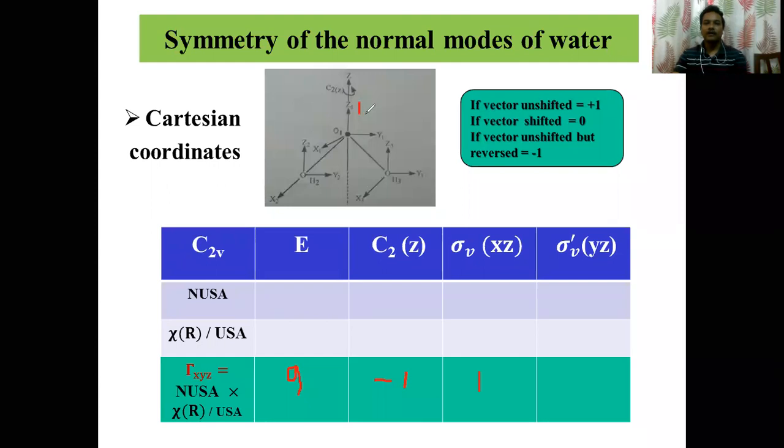So z1 remains unchanged, that is 1. Then y1 remains on the plane, so that is 1. But x1 is going to go to minus x1, so that is -1. Exactly in the same fashion, it is going to go for H2 also.